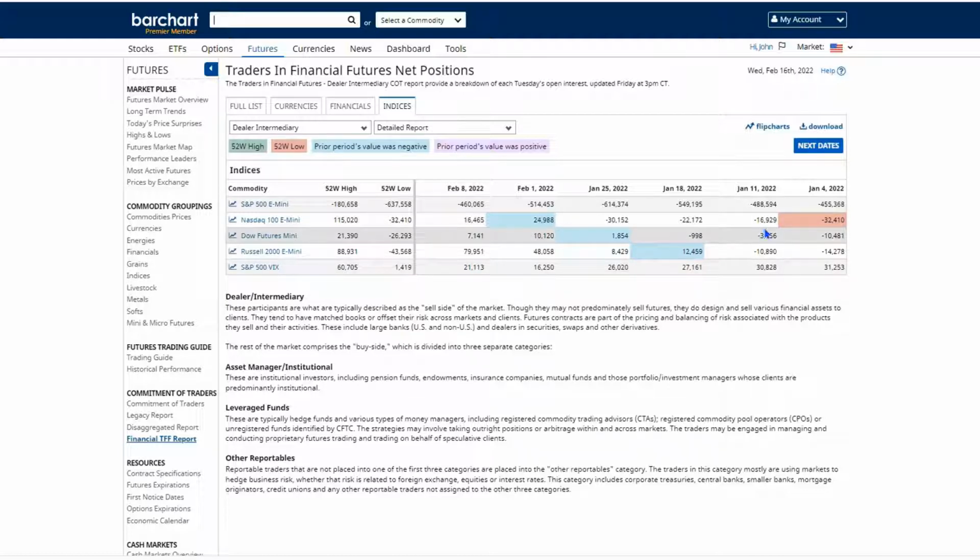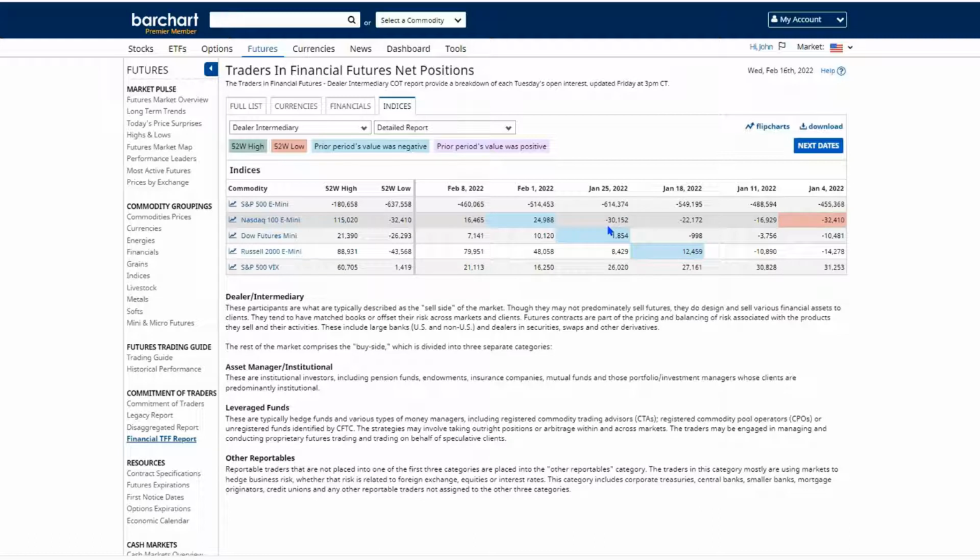Now let's look at what they did. They maintained that short position over 3 weeks, and then on the week of February 1st, they went from being short to being long. So between January 25th and February 1st, it went from being short 30,000 contracts to being long 25,000 contracts. In other words, they bought 55,000 contracts.